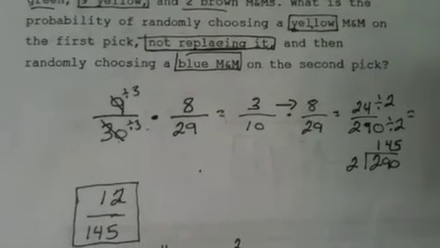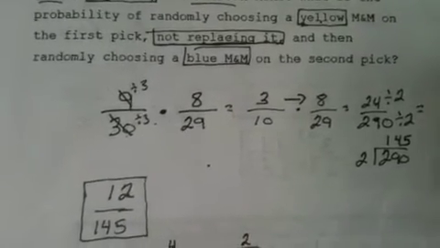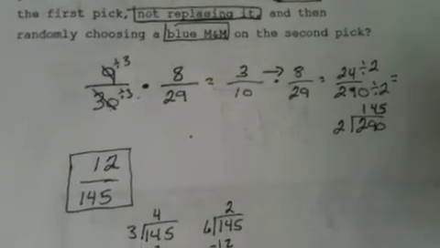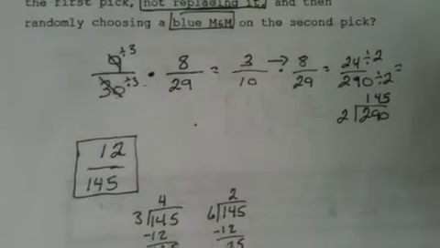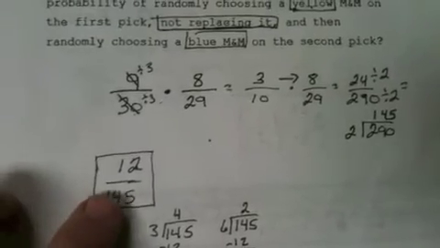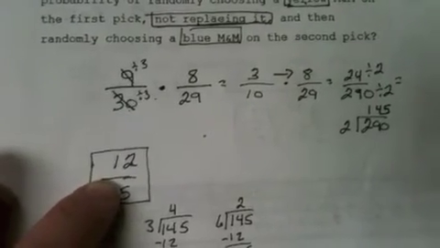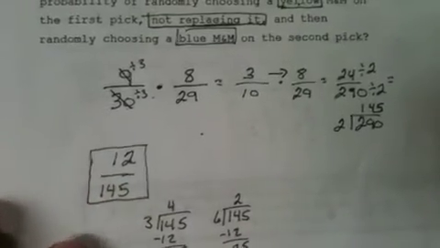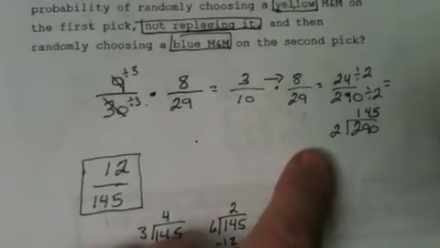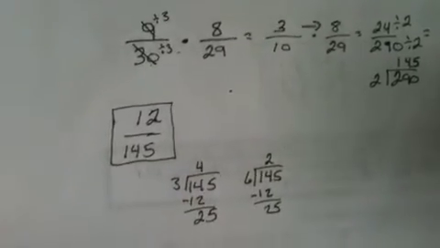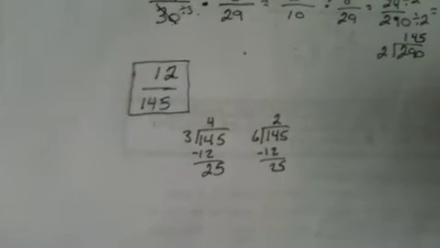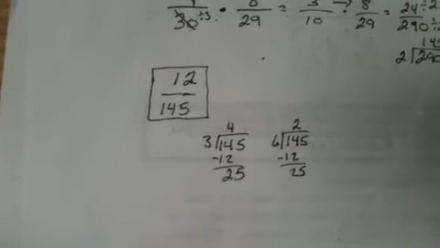Now, because the 24 and the 290 both end in even numbers, I can start simplifying. I know that I can simplify by 2. 24 divided by 2 gives me 12. So you'll notice I just placed the 12 down here. Now 290 is obviously divisible by 2. 290 divided by 2 is 145. So 12 over 145. Now, I know that 12 can be divided by 1, 2, 3, 4, 6, and 12.